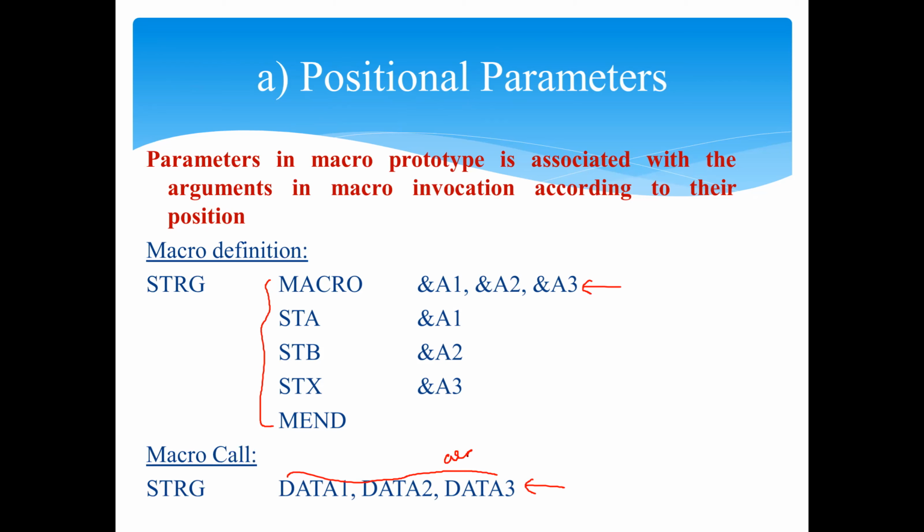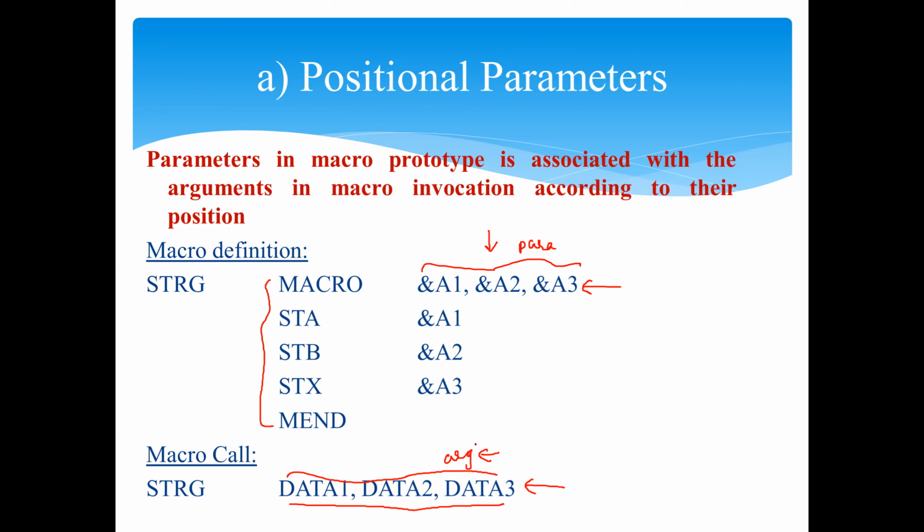Normally, the notation used is arguments when you are invoking a macro, whatever values you pass are called arguments, and whatever values you have in the prototype you call parameters. Normally this is termed as parameters and this is termed as arguments.